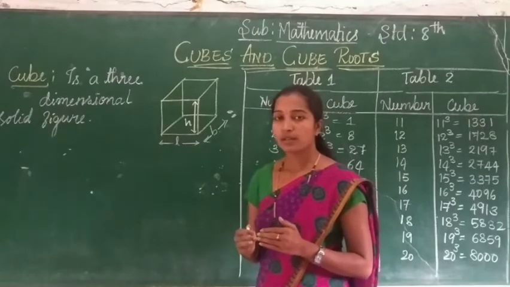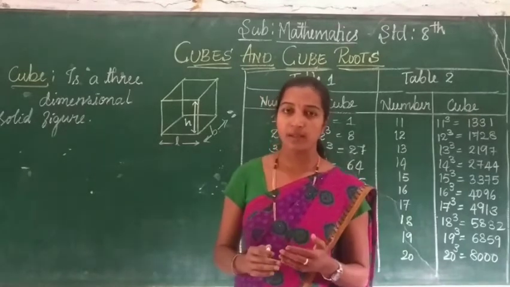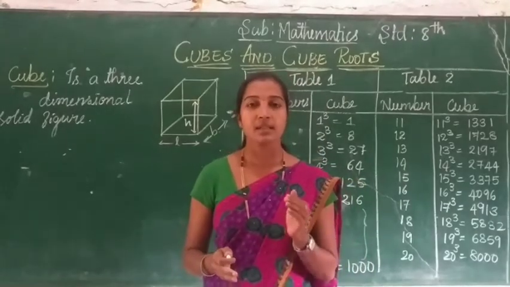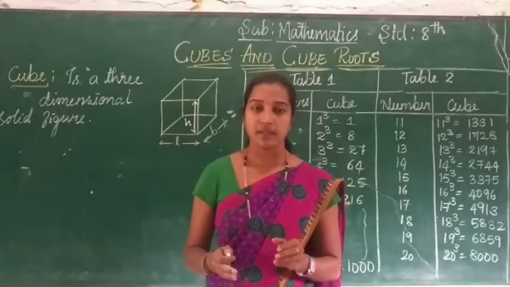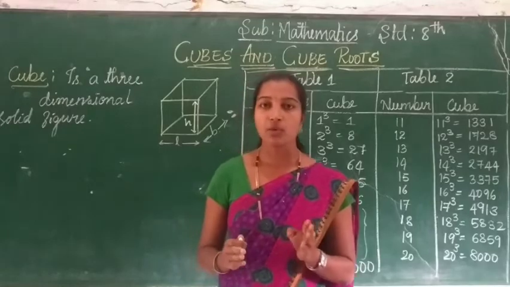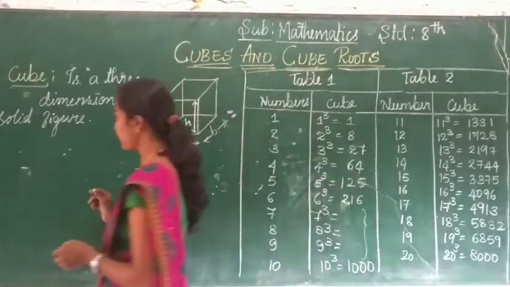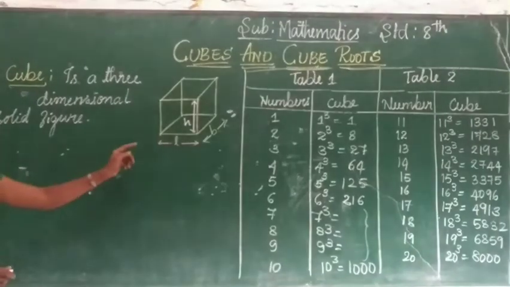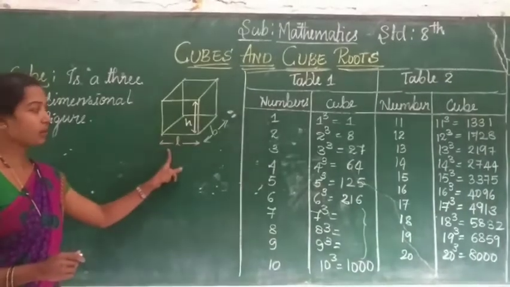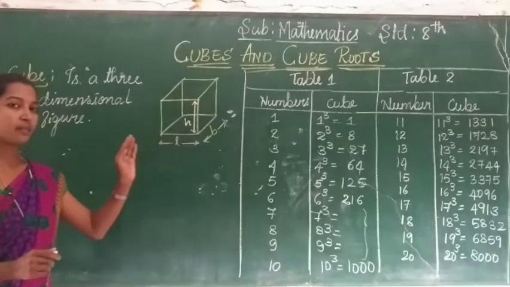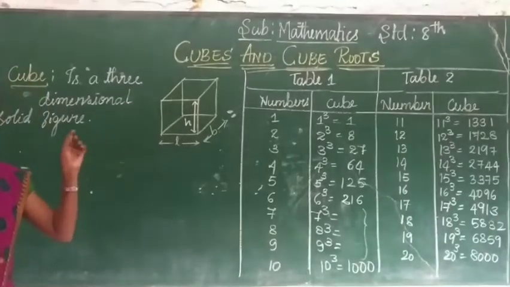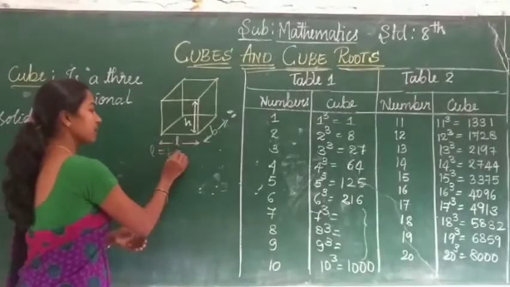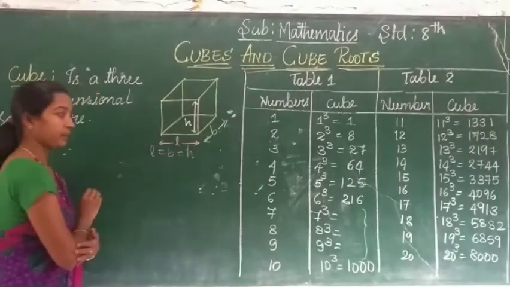Children, now come to the cube. We hear this word cube in geometry. Cube is a solid figure. It has length, breadth and height. Cube is a three-dimensional solid figure. See children, this is a cube. All the measurements are the same. Length is equal to breadth, and breadth is equal to height.